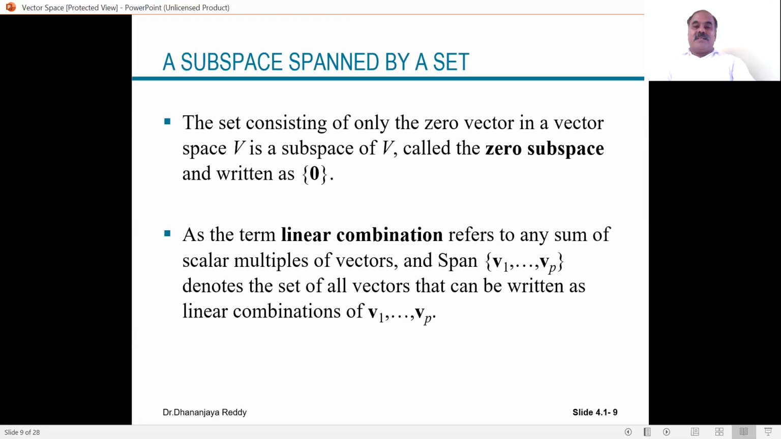Similarly, let us discuss about linear combination. So consider maybe that is v1, v2, and so on.